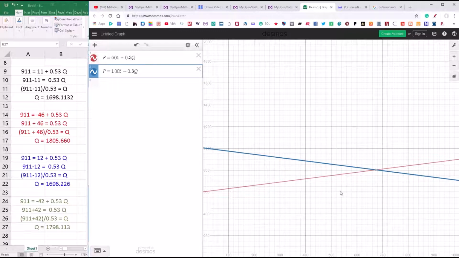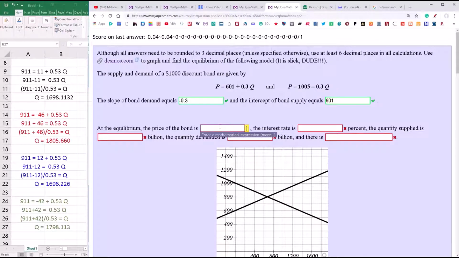The cool thing about this is if you put your cursor right there where demand meets supply, the first number is the quantity. So the quantity of bonds here is 673.333 billion, and the price is 803. The second one's the price, because the price is the vertical axis and the quantity is the horizontal axis. So the price is 803. That's a really quick way to get that.